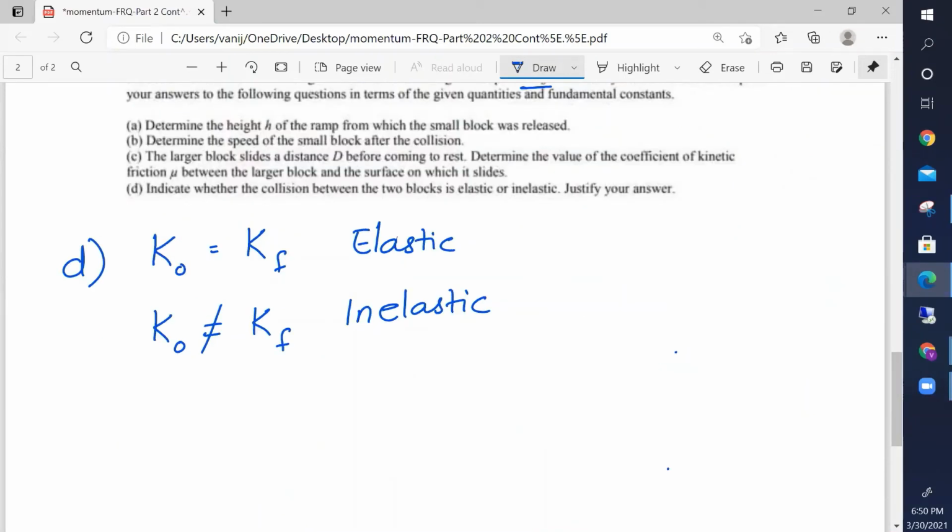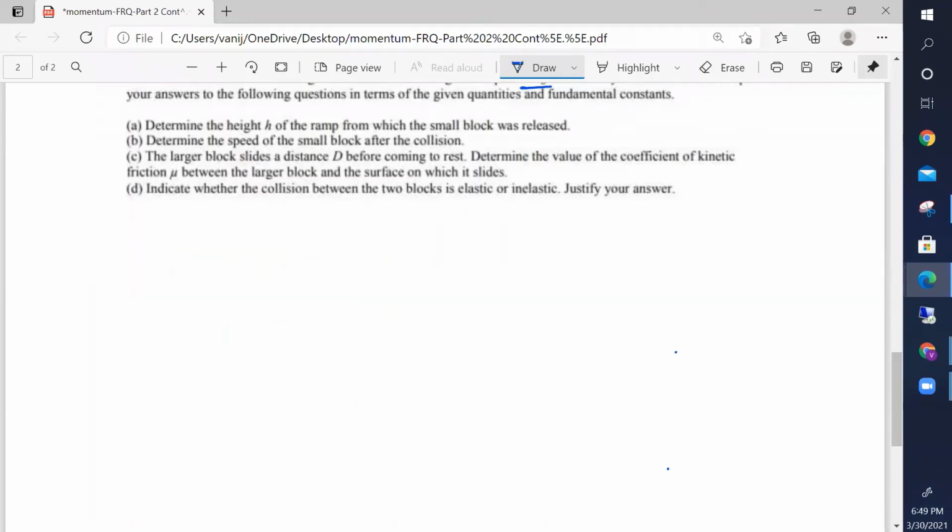So let's take a look at it. Since it says indicate whether the collision between the two blocks is elastic or inelastic, right? The only way you're going to justify when they ask you what type of collision this is, is it elastic or inelastic, is actually by calculating kinetic energy. I would never suggest that you write paragraphs explaining why this is an elastic collision or this is not an elastic collision.